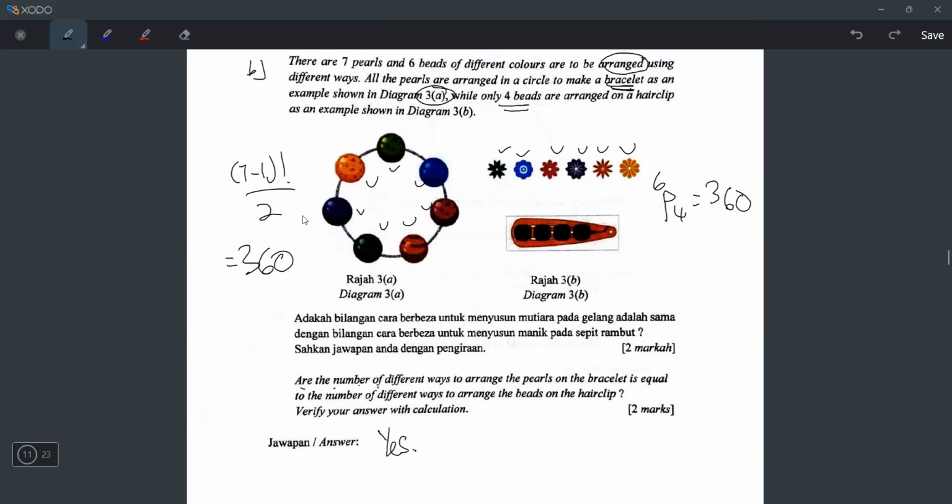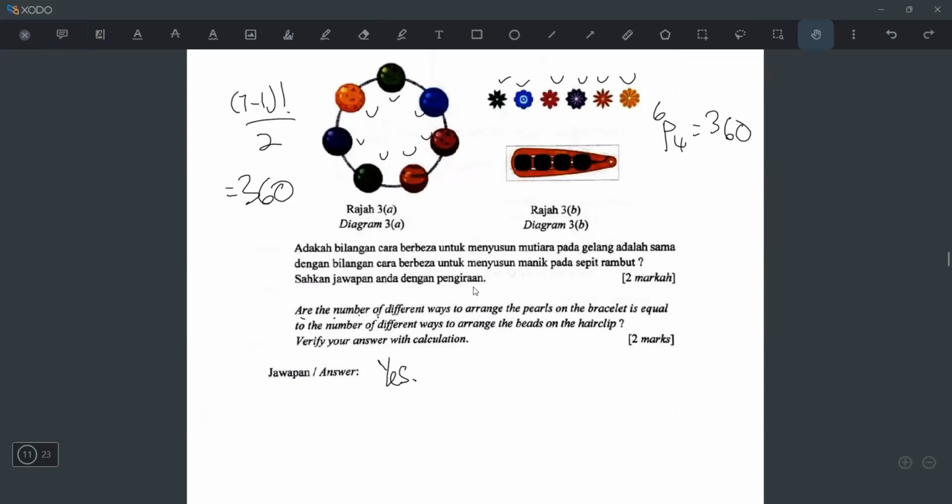Verify your answer with calculation. They never ask you to write the reason, right? But I already show them the calculation. So I think this is good enough, right? Only 2 marks. So that's the answer. Yes, both are the same. So hope you understand.